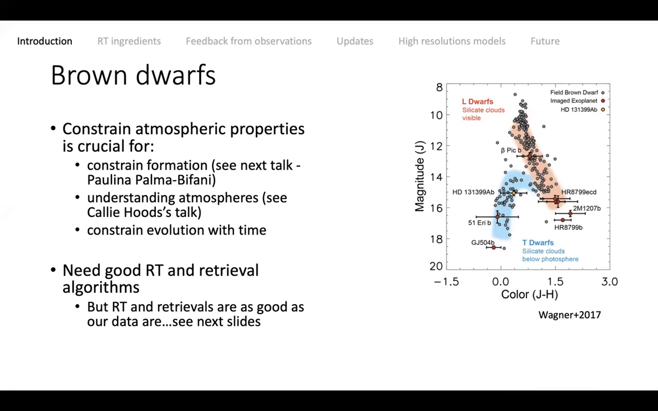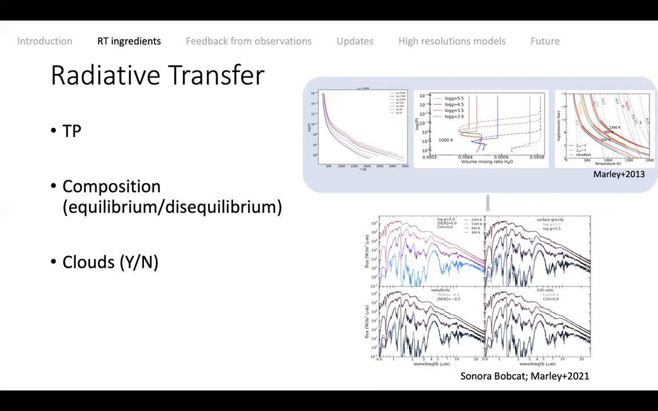And in order to constrain the atmospheric properties of a brown dwarf, like with exoplanets, we need good radiative transfer codes and good retrieval algorithms. But both of these are just as good as our data are. In the last decade and a half, because of Hubble, Spitzer, and some really good ground-based telescopes, we have really seen our models changing with time, as I will show you in the next couple of slides, because of really good data.